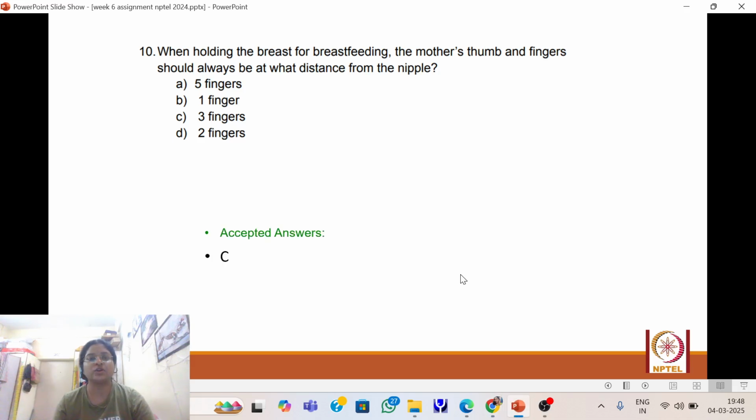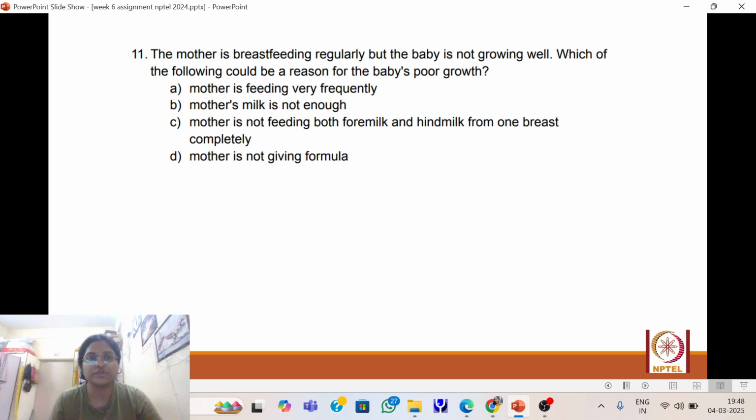Okay, let's see what is the correct answer for this. It is C. Three fingers. When holding the breast for breastfeeding, the mother's thumb and fingers should always be at least three fingers distance from the nipple. Otherwise the baby will start sucking the mother's thumb and fingers if there is no distance from the nipple. Right. Okay, moving on to the next.